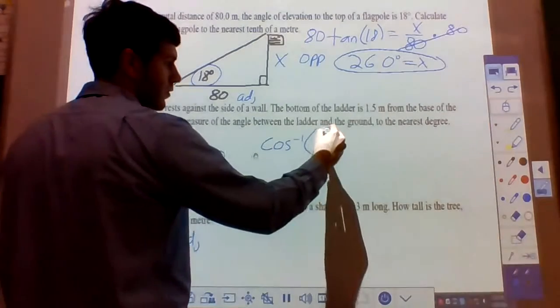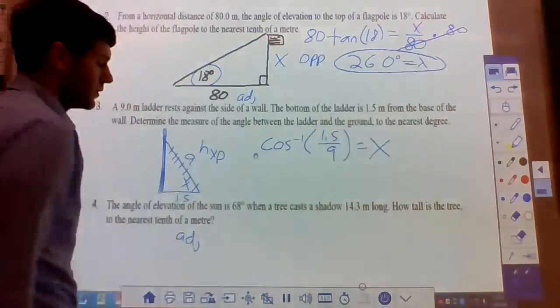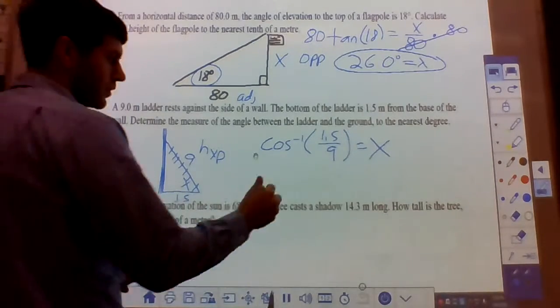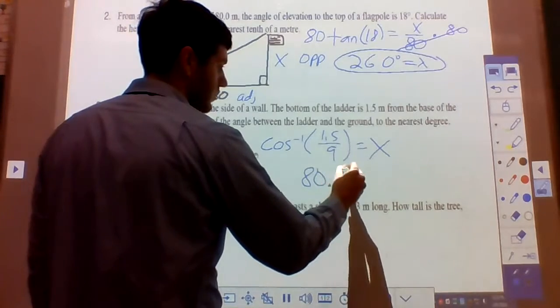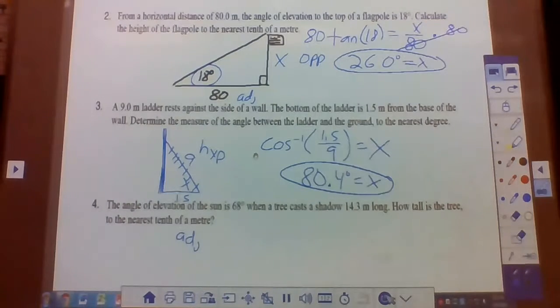So 1.5 over 9 is going to equal our angle, which we said was x. So the inverse cosine of 1.5 divided by 9, we get 80.4 degrees. So the angle x is 80.4 degrees. Okay. Number 4.